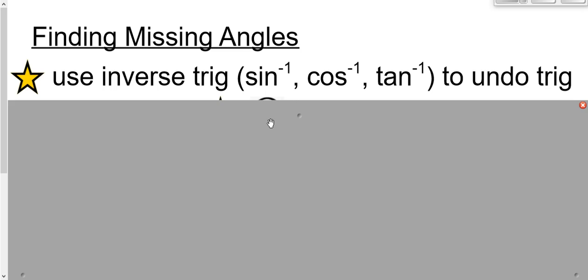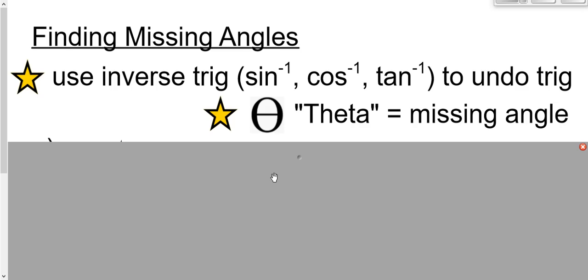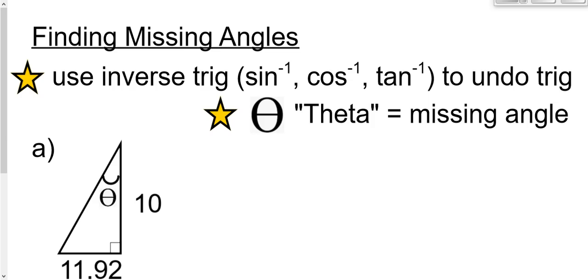So the inverse trig will undo any trigonometry operations that are happening, and we're going to have to do that in order to solve for angles. One more note to write down is that this symbol is going to show up, this O with a line through it. That is called a theta. A theta is a Greek letter, and it stands for a missing angle, often used in mathematics to notate missing angles. So let's go ahead and take a look at our first example.